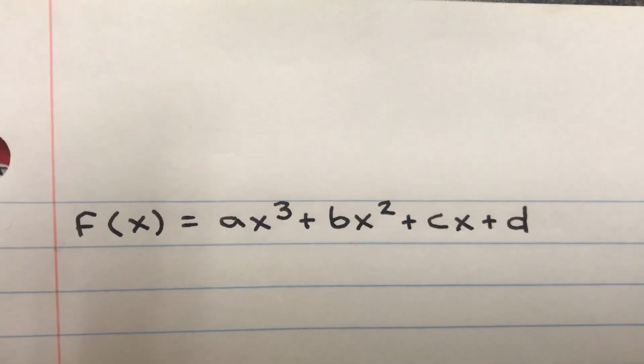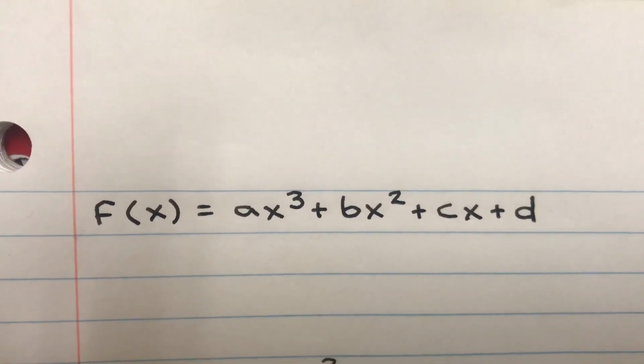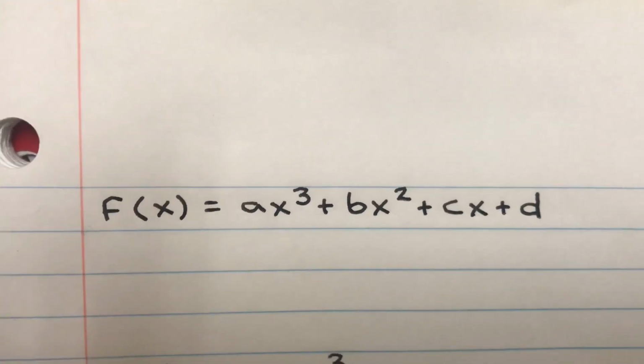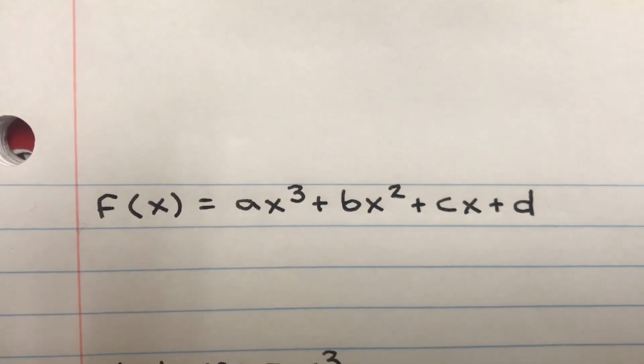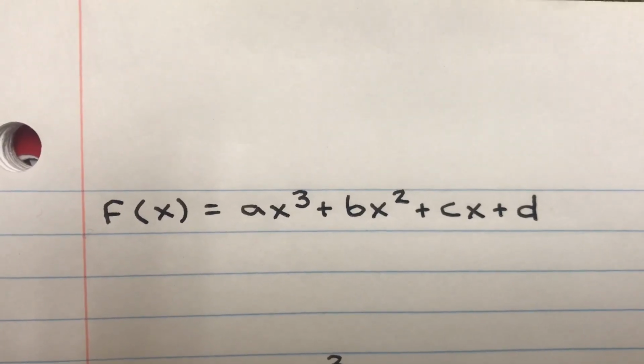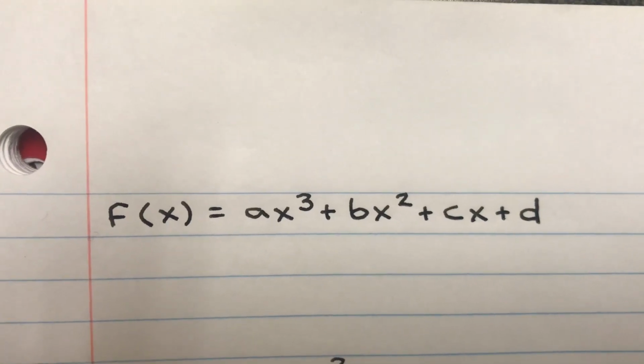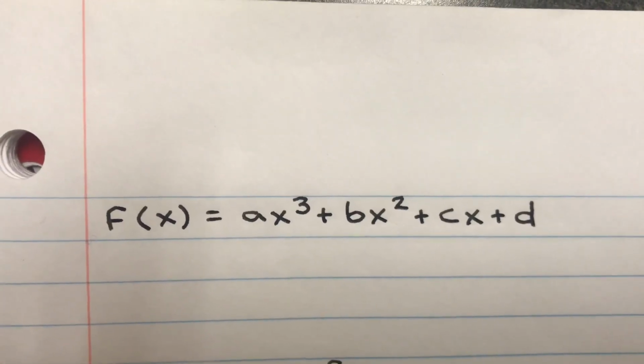And I'm Emily. And today we're going to teach you everything you need to know about cubic functions. Let's start out by looking at what it looks like algebraically. It's written as so: f of x equals ax cubed plus bx squared plus cx plus d.